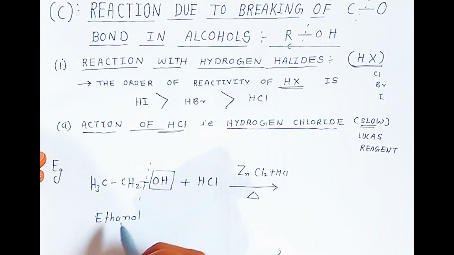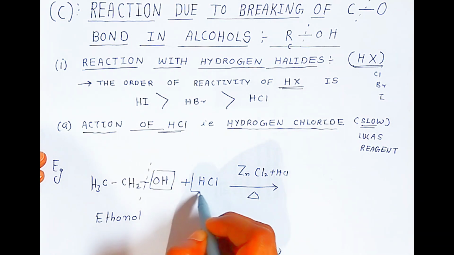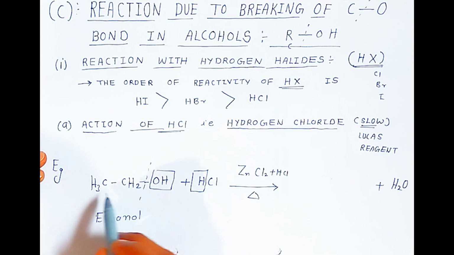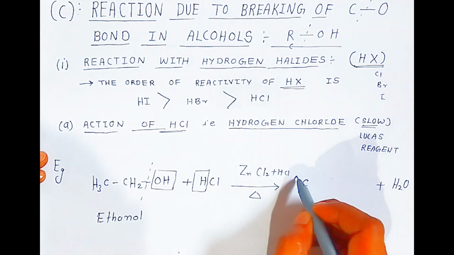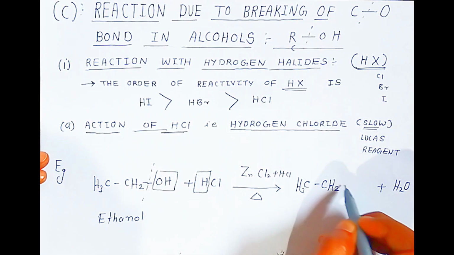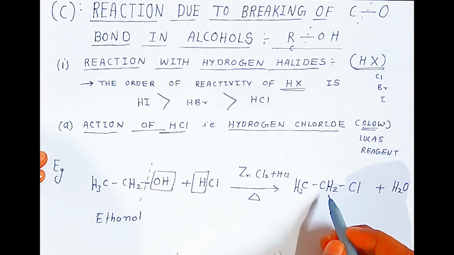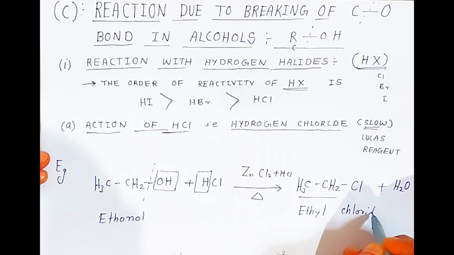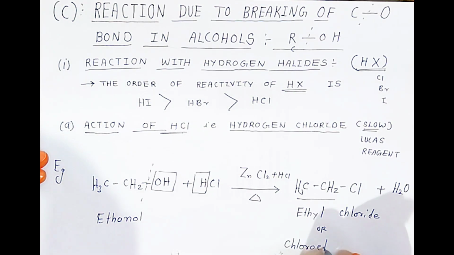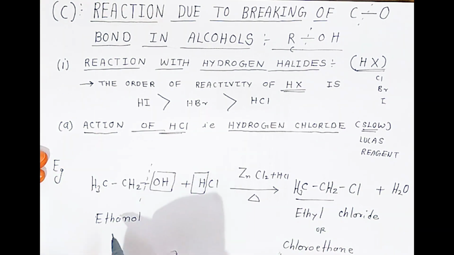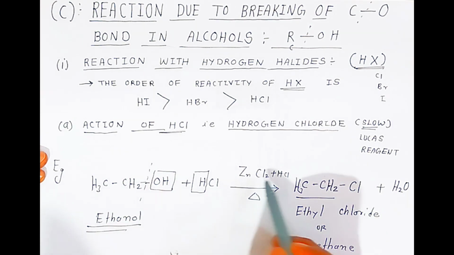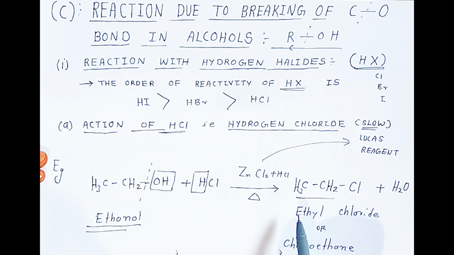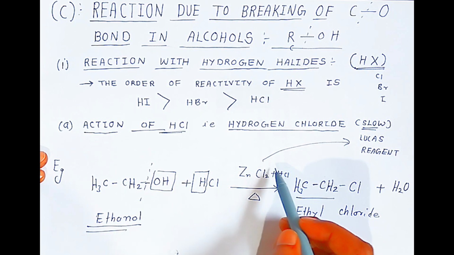The OH of ethanol combines with the hydrogen of HCl and forms a water molecule. And this will form CH3CH2Cl, which is the formation of chloroethane, or you can say ethyl chloride. This is the common name; in IUPAC we call it chloroethane. So you have prepared chloroethane from ethanol using Lucas reagent. Zinc chloride and HCl we call Lucas reagent. This way the reaction takes place, because it is a very slow reaction. That is why we have used Lucas reagent.